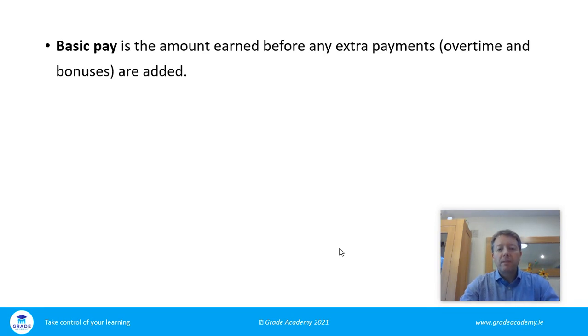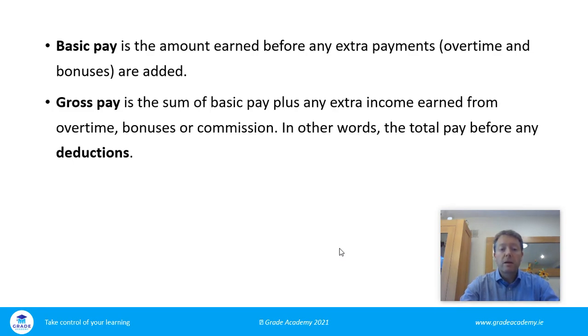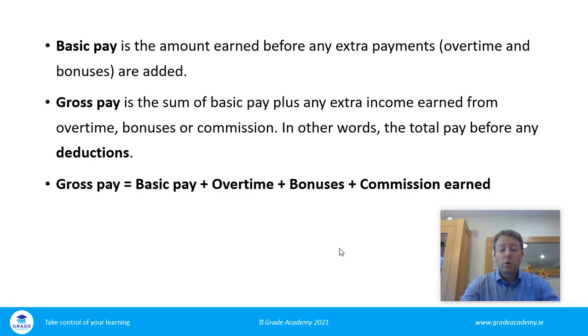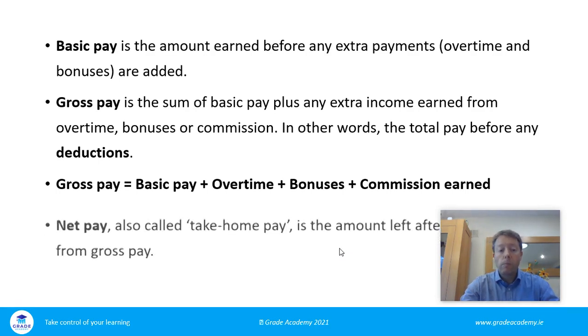Basic pay is the amount earned before any extra payments of overtime and bonuses are added. Gross pay is the sum of basic pay plus any extra income earned from overtime, bonuses, and commission. In other words, the total pay before deductions. Gross pay is equal to basic pay plus overtime plus bonuses plus commission earned.